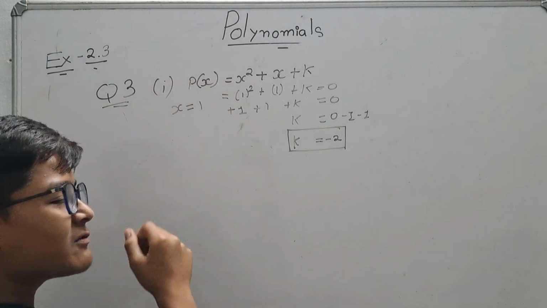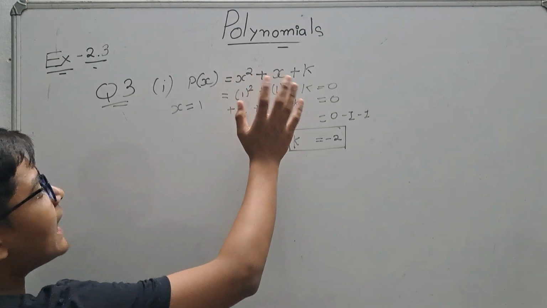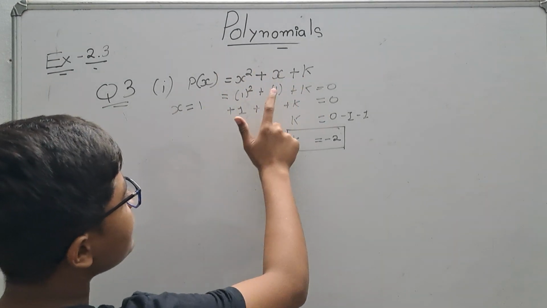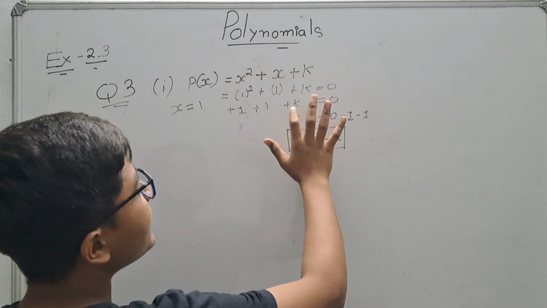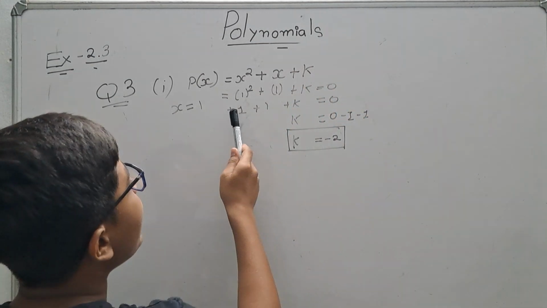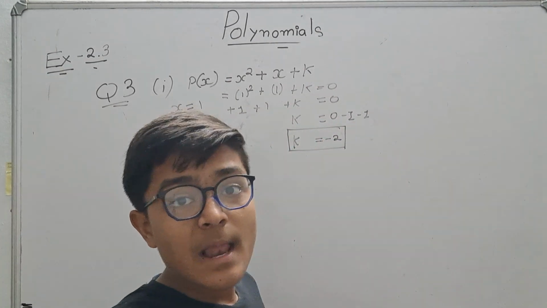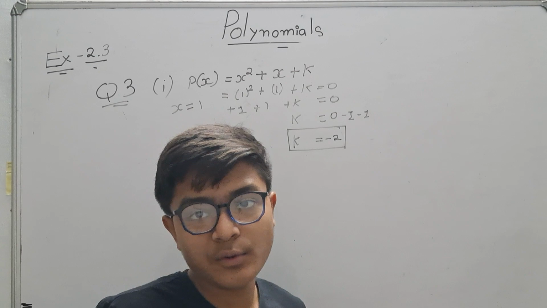x is equal to 1, so we will put 1 in the place of x. After putting 1, you will get plus 1 and k. Then you have to add 0 here also. Find 0. Okay, 1 will go over here, minus 2, k is equal to minus 2. Like this, all the sums you have to do in the homework.